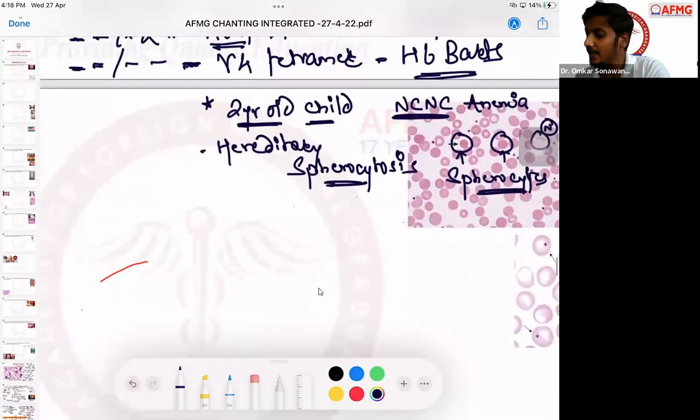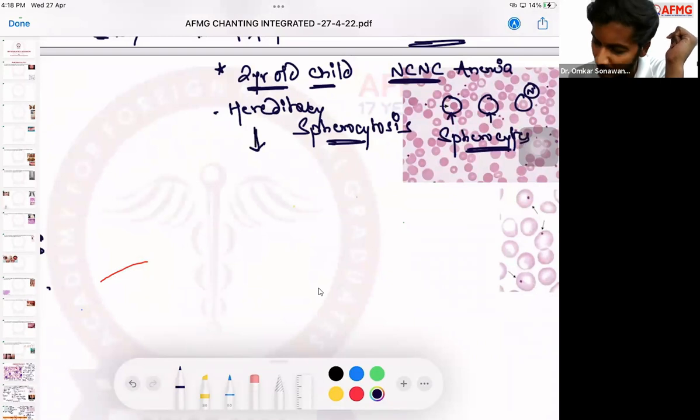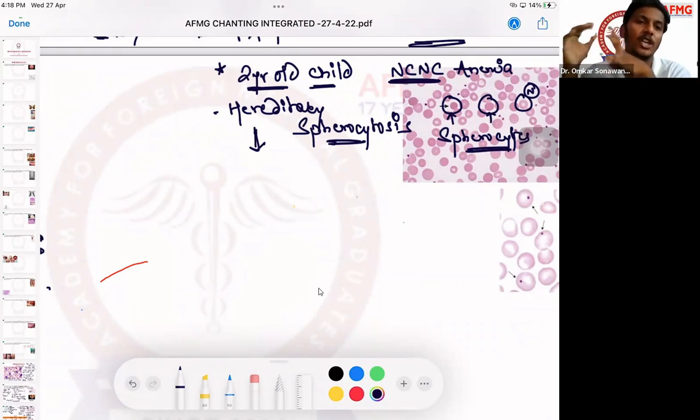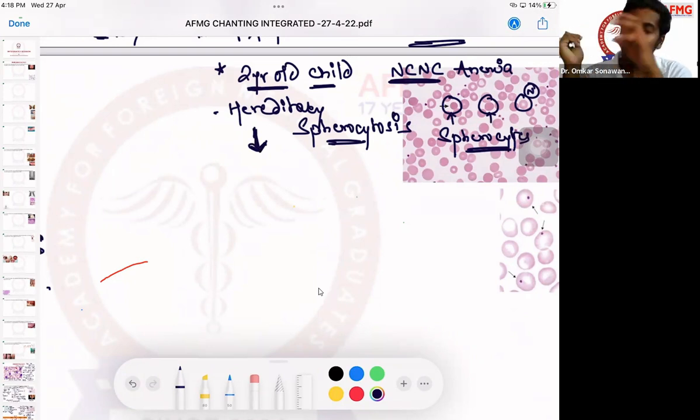Now, hereditary spherocytosis means it is due to some genetic defect, and this genetic defect is usually in the RBC membrane proteins. The RBC membrane proteins usually maintain the shape of the RBCs. As we discussed, the normal shape of RBCs is biconcave. But here there is some defect in the RBC membrane protein, and therefore the shape of RBCs will turn spherical, or in hereditary elliptocytosis, it would be elliptical.